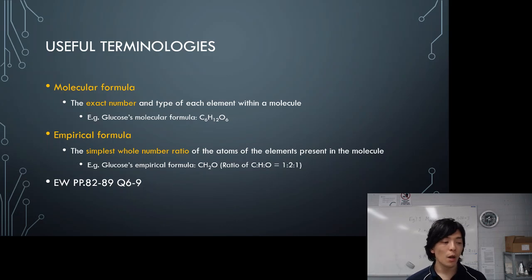For example, the molecular formula of glucose would be C6H12O6, 6, 12, 6. If you write that as an empirical formula, you'd be writing the simplest formula. So you can divide all 6, 12, and 6 by 6, can't you? So you would get the simplest ratio as 1, 2, 1. So CH2O would be the empirical formula for the glucose molecule.